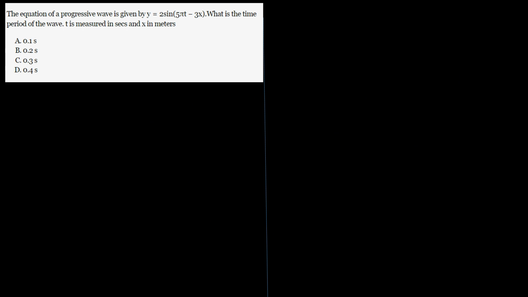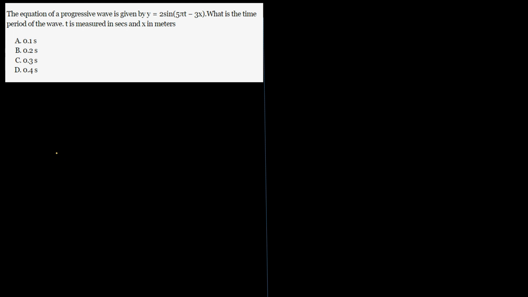The equation of the plane progressive wave is given by y is equal to 2 sine (5 pi t minus 3x). What is the time period of the wave? T is measured in seconds and x is measured in meters. So what is the time period of the wave? This is what we have to find out. So how can we find this out? Any idea?